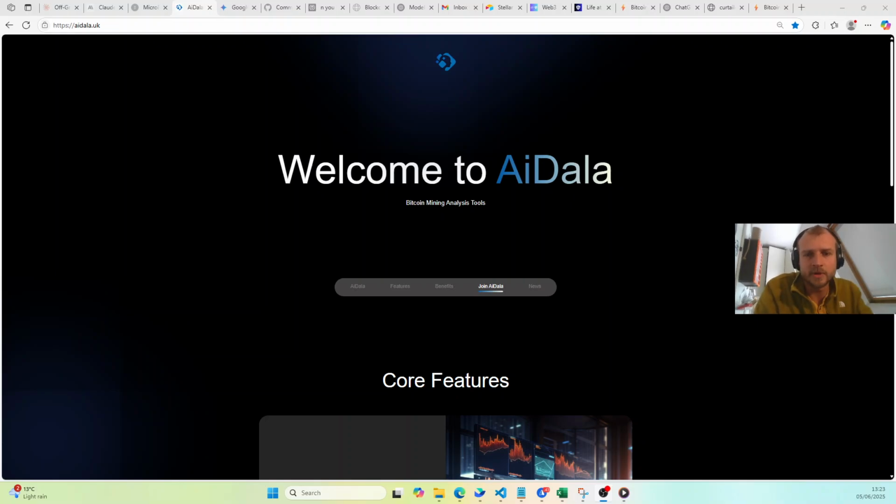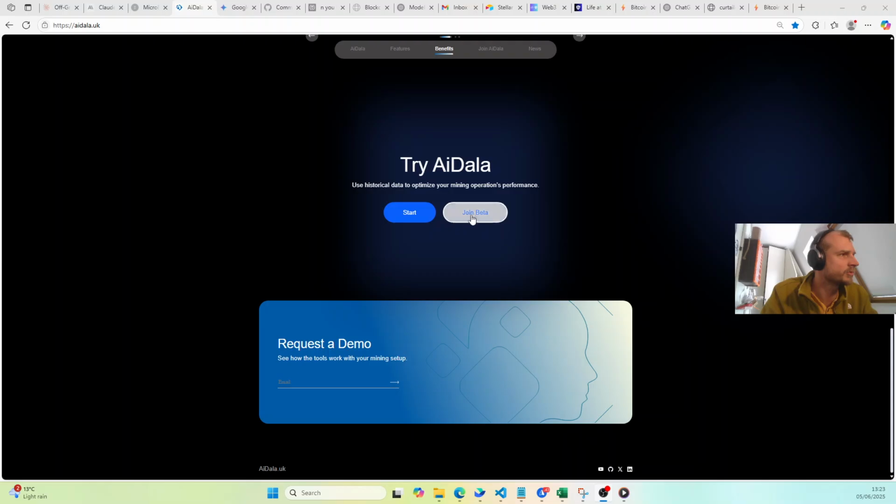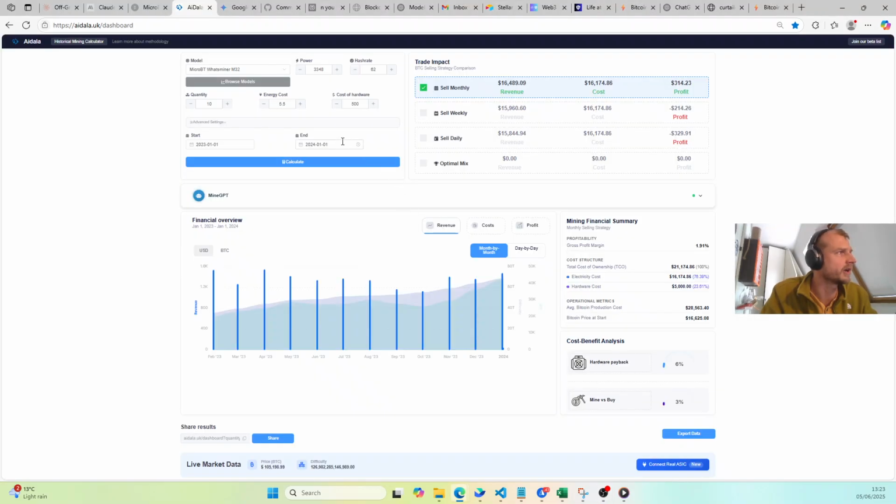Hey, in the next couple of minutes, I want to show you a few tools we built. First one is the IDLR dashboard, which is a historical mining calculator. The main difference from the other calculators is that it's using historical data from up until today.